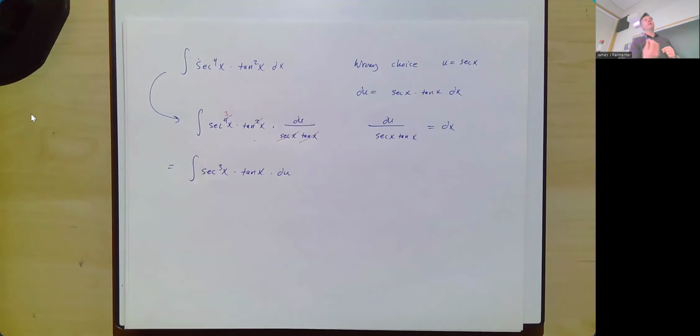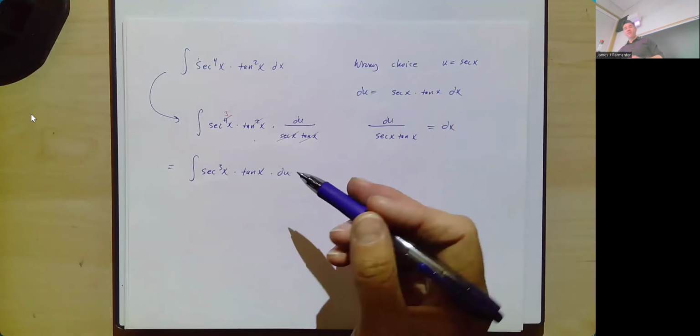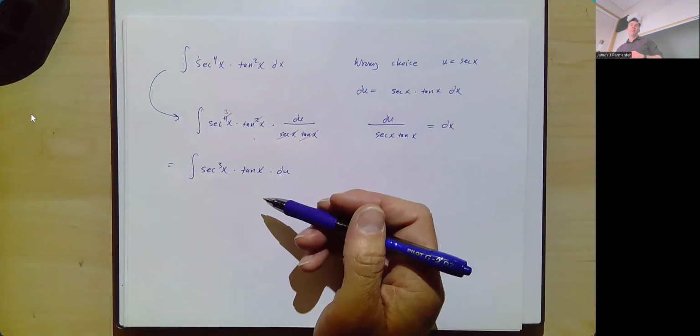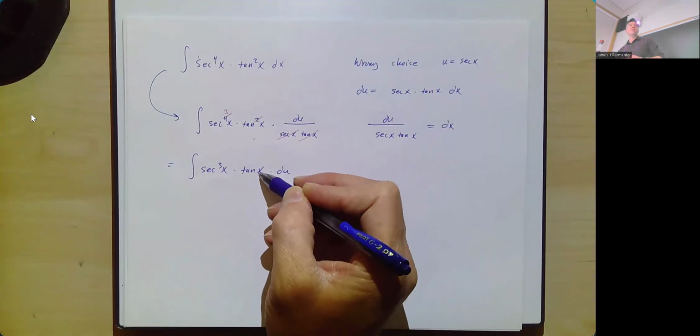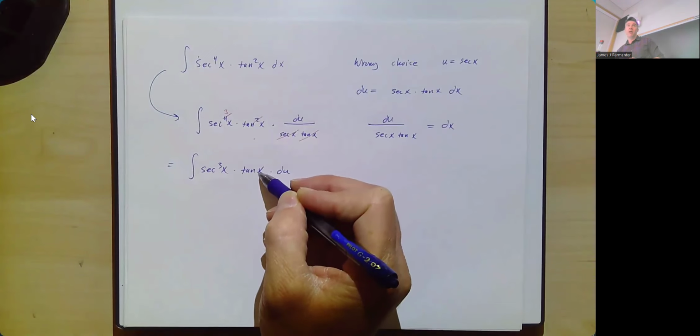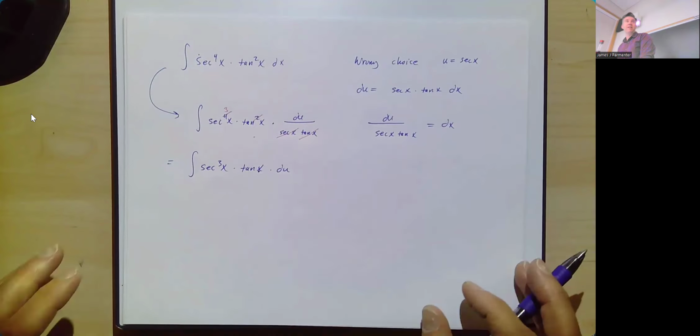Whenever you're doing this thing, you always want to have an even power left over of your other choice. So the thing I didn't pick for u, if there's any leftovers of it, it needs to be an even power. Because if that was tangent squared, I could say that tangent squared equals secant squared minus 1, and use that trig identity to help get me there.